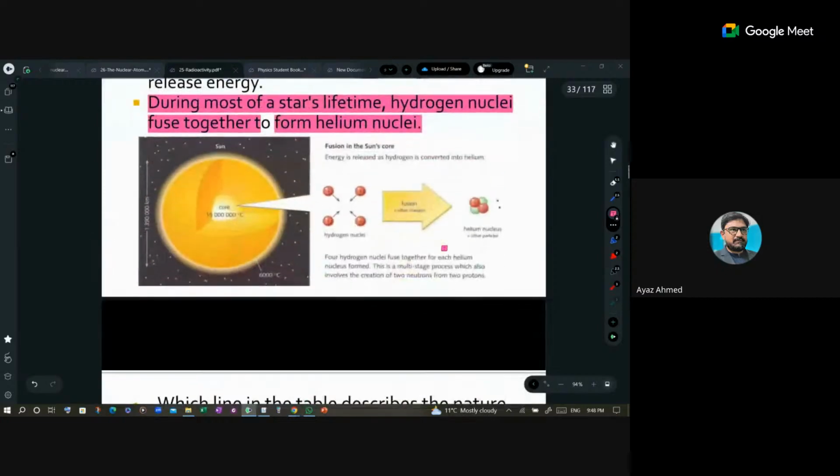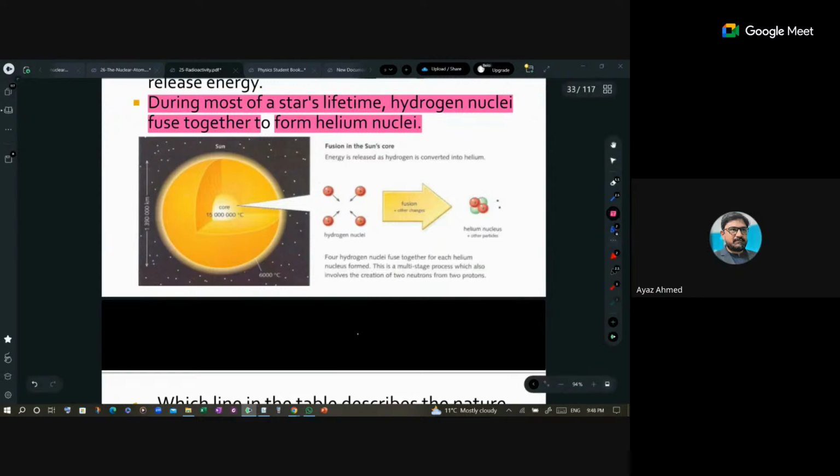As I told you, oh, check this one out. It is 1, 2, 3, 4, it is 15 million degrees centigrade. Check this one, right? So the temperature required is in millions of degrees. That's why they fuse together.